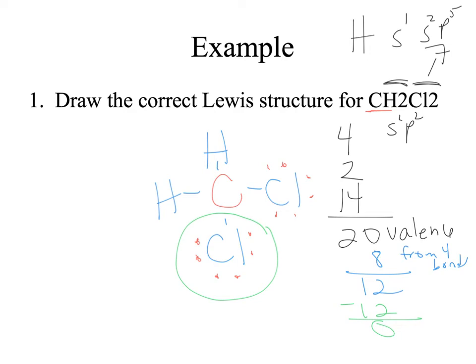So now I can't put any more around the central atom, but let's see if carbon has a complete octet. Well, 1, 2, 3, 4, 5, 6, 7, 8. It does. So carbon has a complete octet. It's stable. Hydrogen only needs 2, so these hydrogens are stable. So this is the Lewis structure for carbon dihydrogen dichloride, or ethyl dichloride. I'm not sure of the organic name for this, but this is the correct Lewis structure for this compound. Yay!